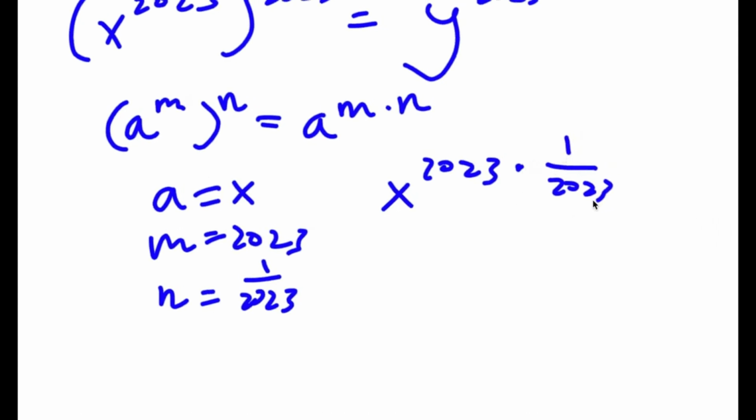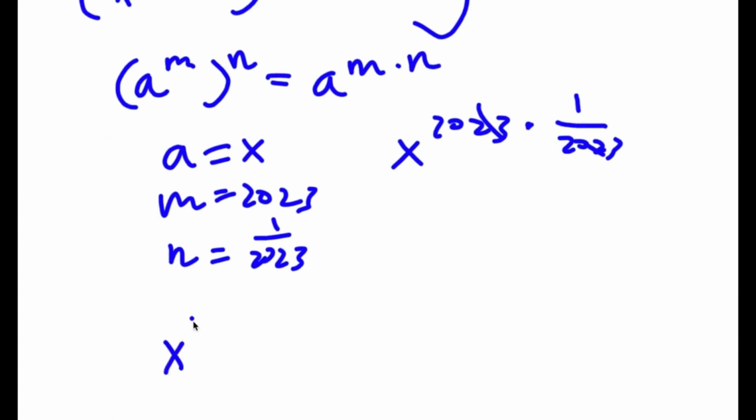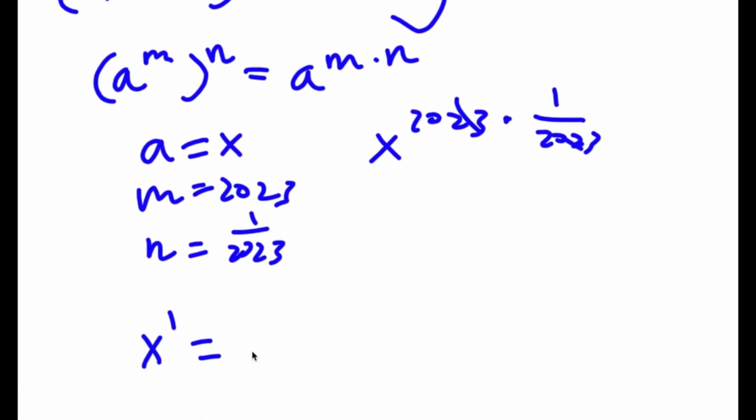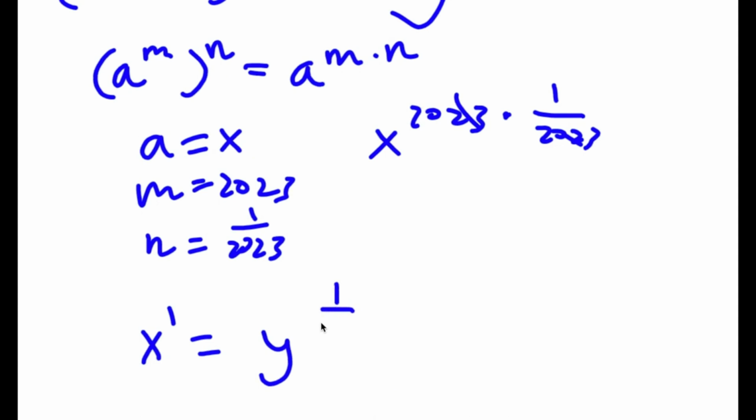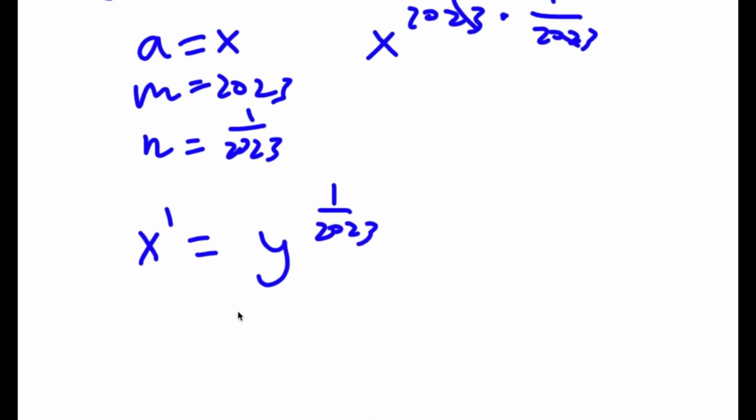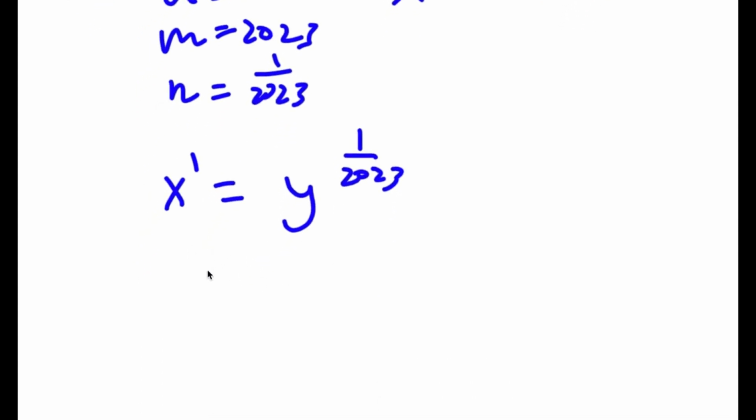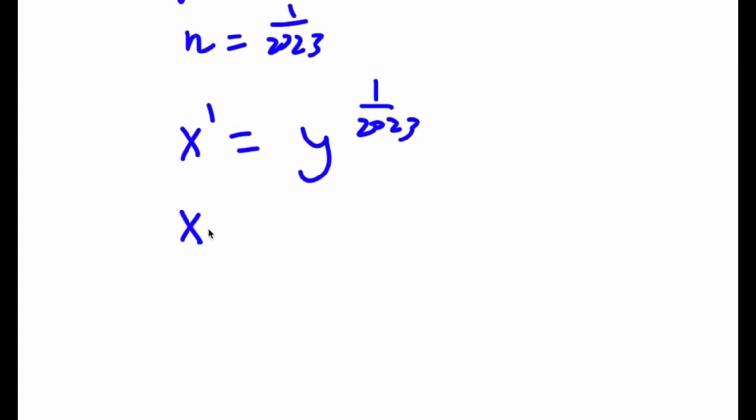Now, 1 over 2023 is the reciprocal of 2023, and reciprocals obviously cancel out. So 2023 divided by 2023 is obviously 1. So then I am left with x to the power of 1 is equal to y to the power of 1 over 2023. Now, x to the power of 1 is the same thing as x, so I have x is equal to y to the power of 1 over 2023.